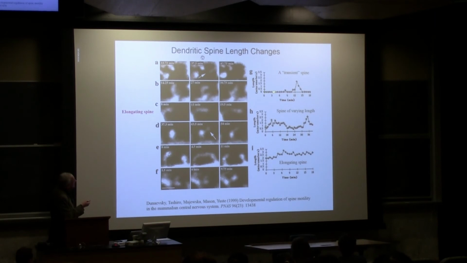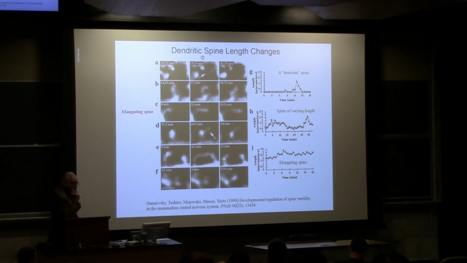And here's a spine that just popped out of nowhere. It just emerged from the dendrite itself. And so all of a sudden we've got a spine that emerges, and the shaft has a length of about 1.5 microns, and now it goes away again. And so this was actually a visualization of dynamic spine creation.